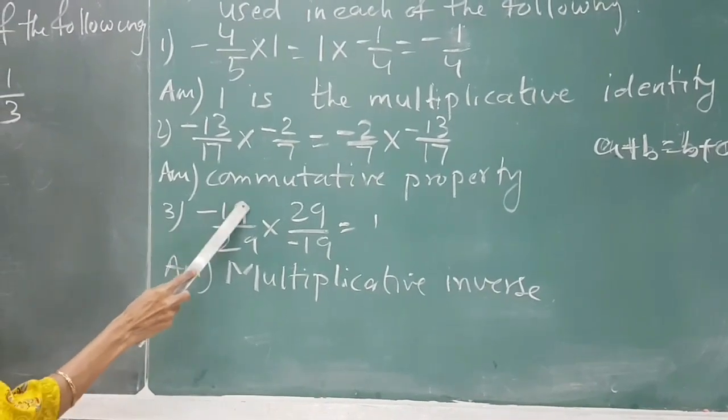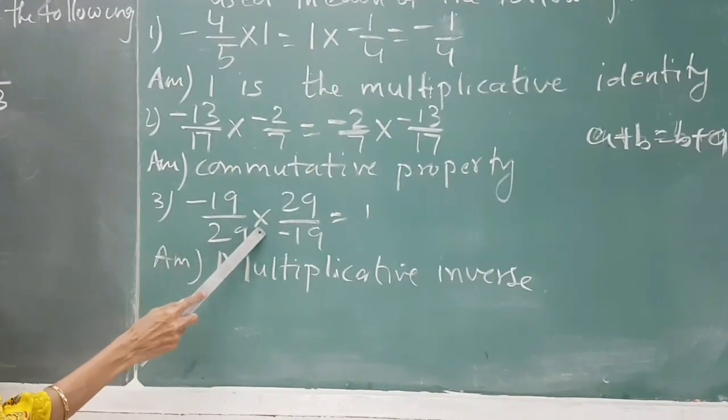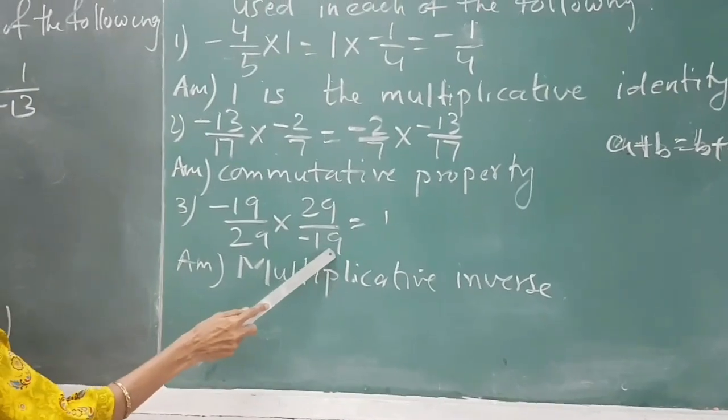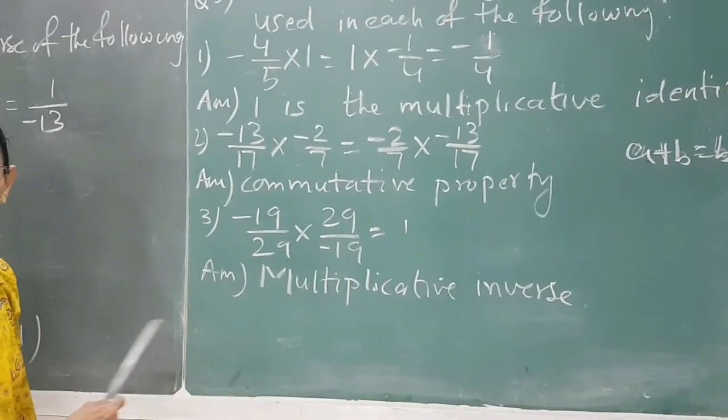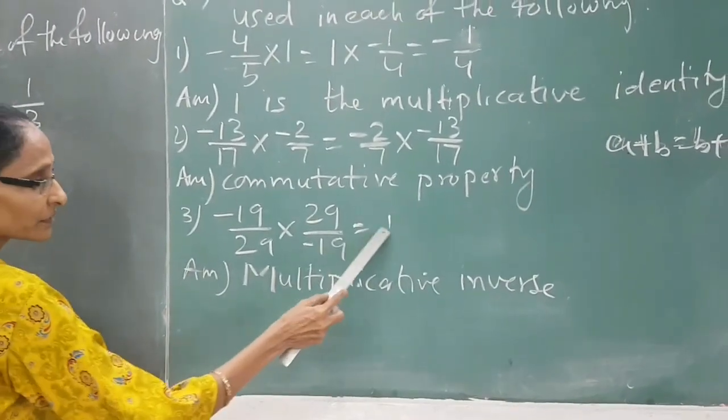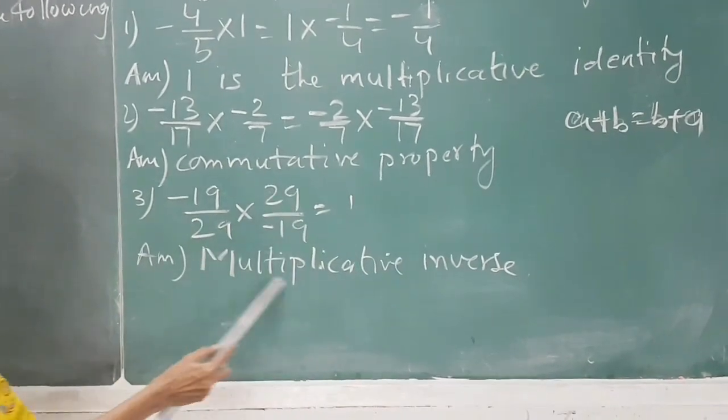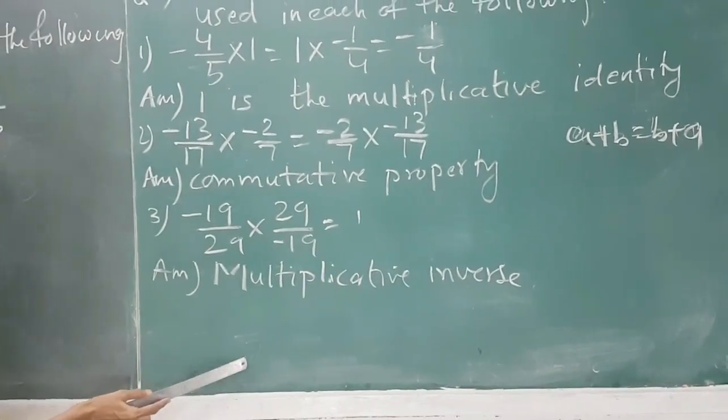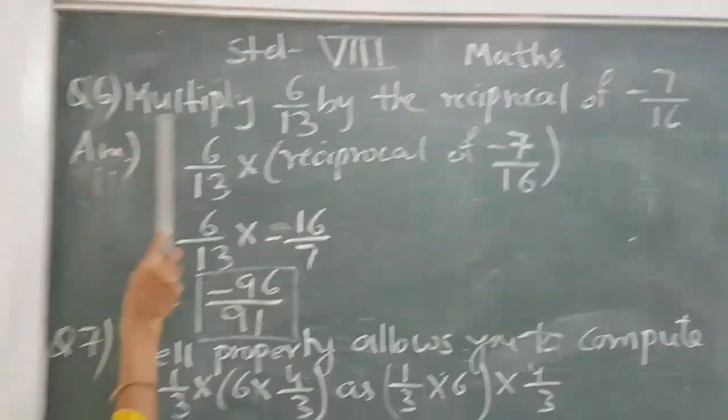Third one, minus 19 upon 29 multiply 20 upon minus 19. This we have learned in our previous question. Is equal to 1. So this is what? Multiplicative inverse. Clear? Now question number 6.